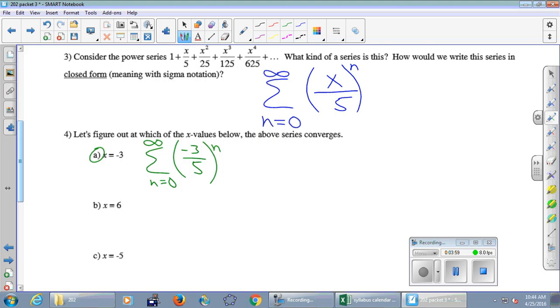And what was the interval for convergence of a geometric series? Between -1 and 1, right? And so -3/5, does it live in our convergence interval? It does. So that series is a convergent geometric series with x equal to -3/5.